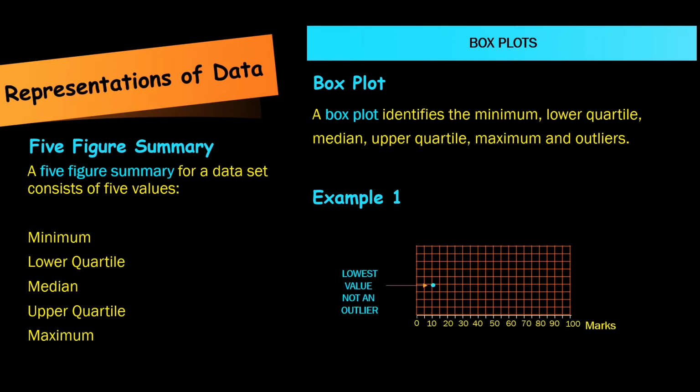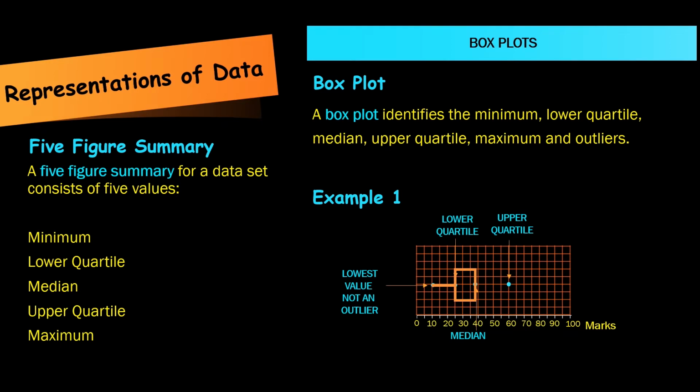Suppose for a particular data set, the lowest value, which is not an outlier, is here, as indicated. And the lower quartile is here. We join that with a straight line to construct our box plot. The median is here, and we join those 2 points with a box as shown.